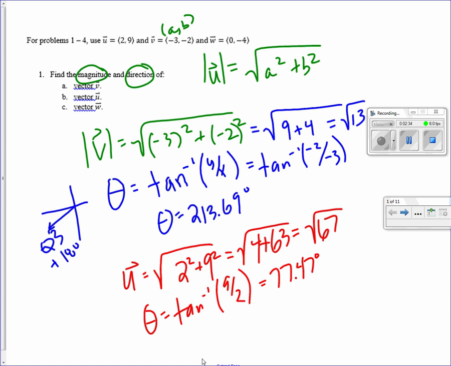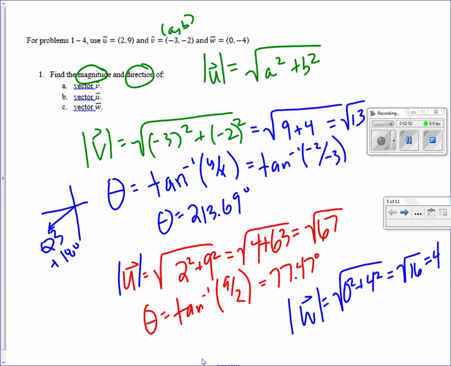And then lastly, vector w. Vector w will have a magnitude. Oh, don't get your magnitude symbols everywhere. Vector w will have a magnitude of the square root of 0 squared plus 4 squared, 16. And the square root of 16 is 4. I can try to do the inverse tangent, but I have negative 4 divided by 0, and you know that you can't divide by 0. Your calculator will even confirm this for you. If you go to type this into your calculator, it will say error, divide by 0.